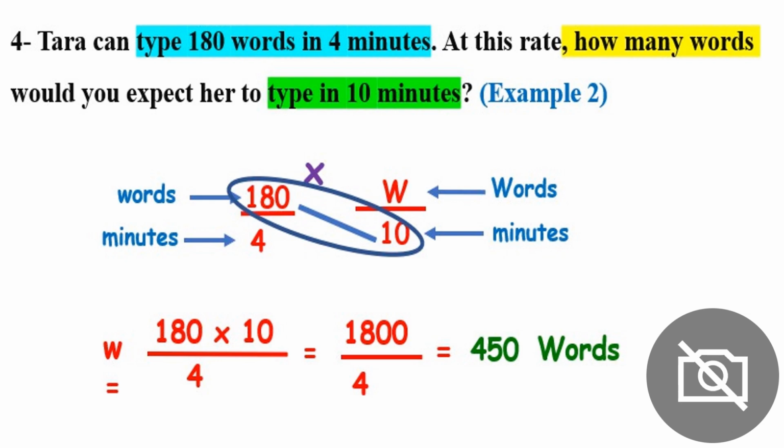Let us see, this is just like the first question which we did, the first part. You see 180 words in 4 minutes. And how many words would you expect her to type in 10 minutes? So 180 in 4, how many in 10? So cross multiply, 180 you multiply with 10, so you get 1800, then you divide by 4, you'll get 450 words in 10 minutes. So this was so easy, just like the question which we have done in the first part.